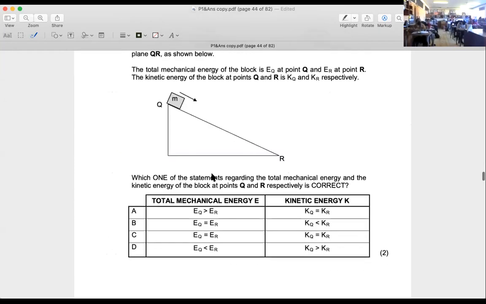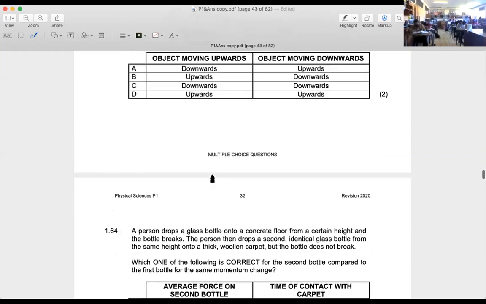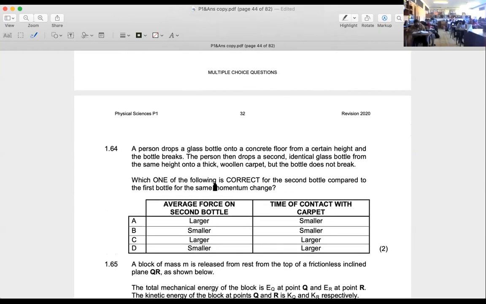Okay, that's Doppler. Now, I don't see any question here on... Okay, here's one. A person drops a glass bottle onto a concrete floor from a certain height and the bottle breaks. The person then drops a second identical glass bottle from the same height onto a thick woolen carpet. That's exactly what you guys did. You, in fact, surrounded your eggs with woolen carpets, but the bottle does not break. Okay, which one of the following is correct for the second bottle compared to the first bottle for the same momentum change? Remember the same momentum change.